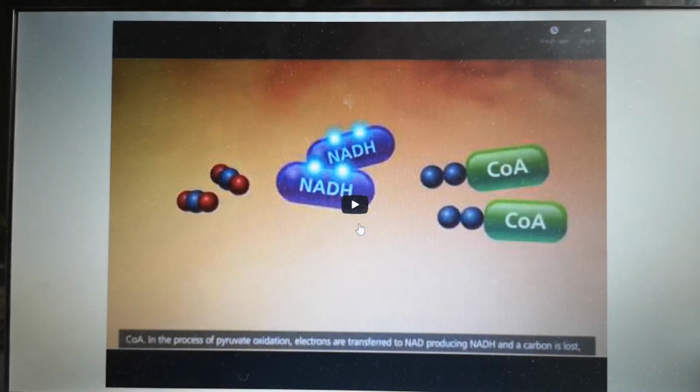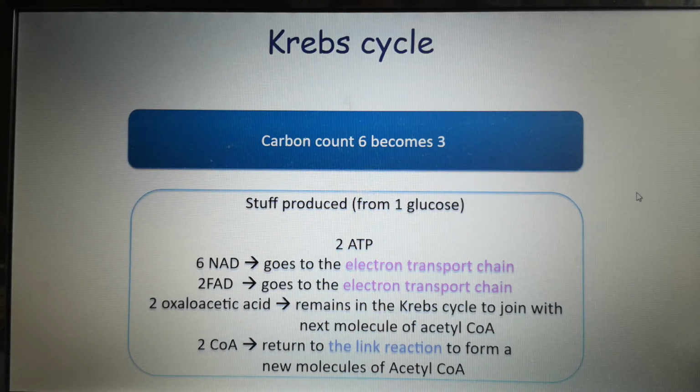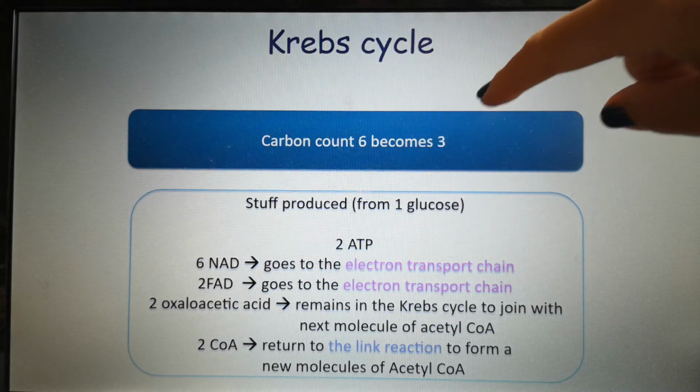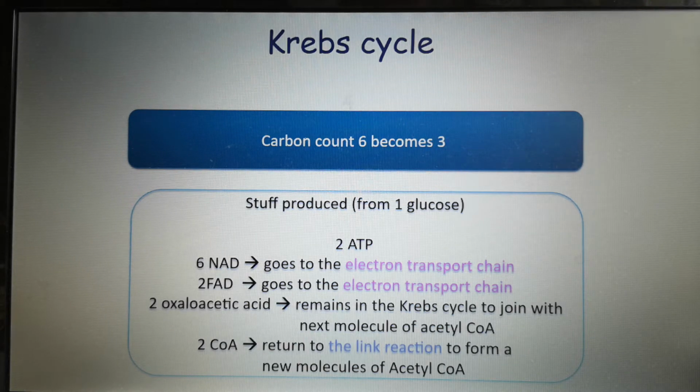Okay, so let's have a look at our carbon count. Oh, I'm sorry, ignore this at the top because 6 does not become 3. That's what happens in the link reaction. So actually, our carbon count is 2 becomes 6, becomes 4, but essentially it becomes nothing. So we've got none of our original carbons left at the end of the Krebs cycle from what we started off with in glucose.